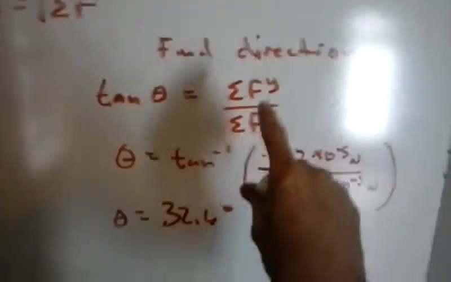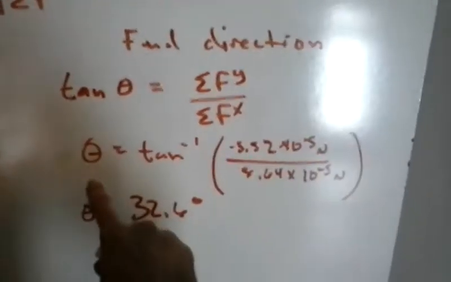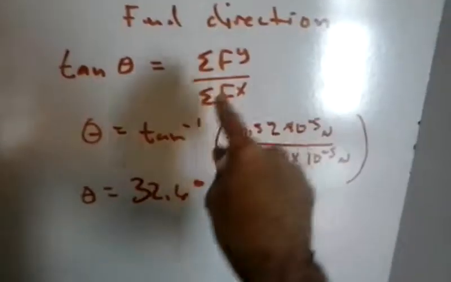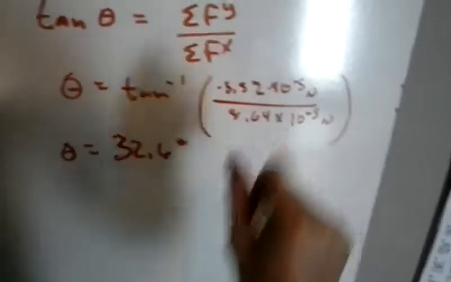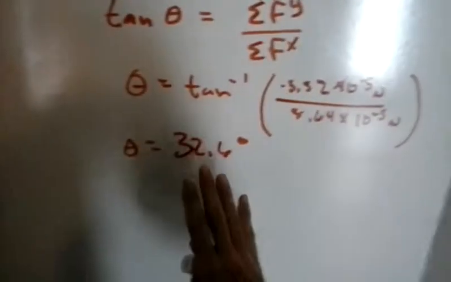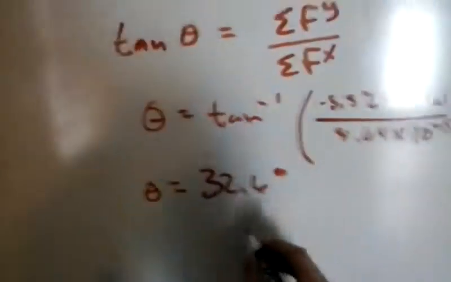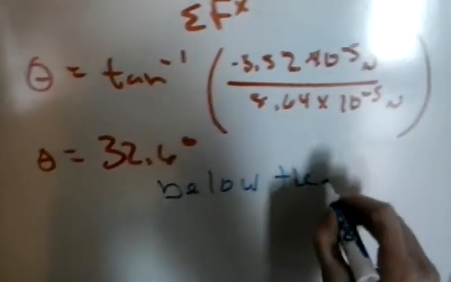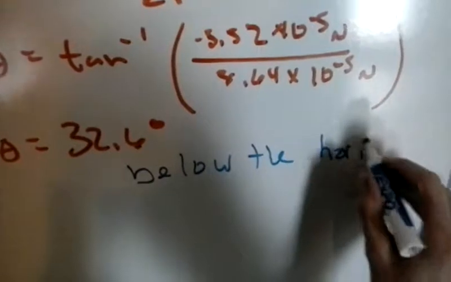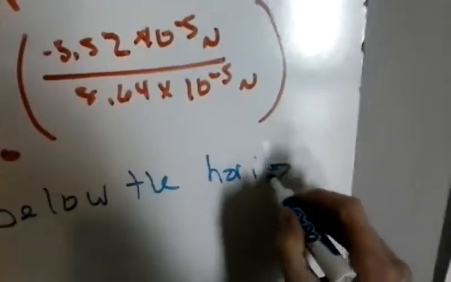So given that, I'm going to use inverse tangent to find my actual theta. So inverse tangent equals, and then again, I just put in the magnitude of the sum of forces in y over the magnitude of the sum of forces in x, and plug it into my calculator, and I get that it is 32.6 degrees below the horizontal, right? And just to see again, there's part A.